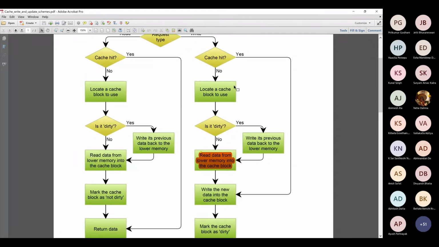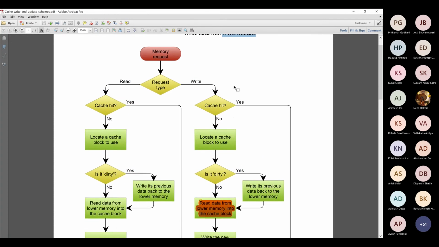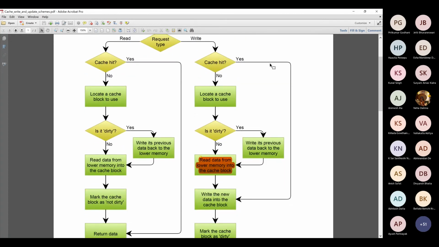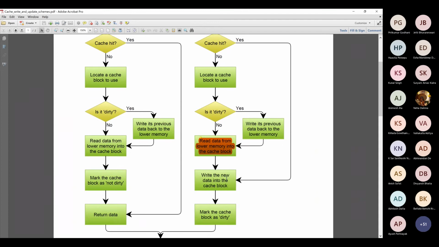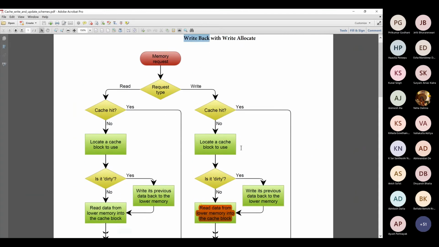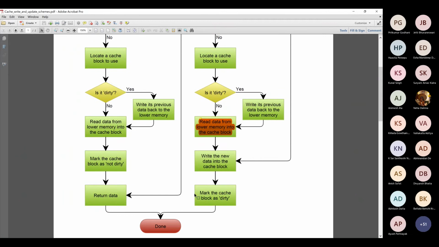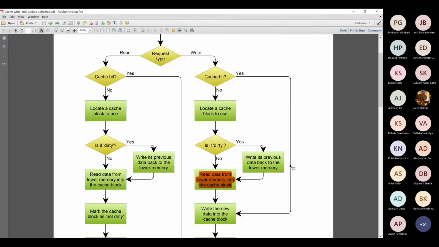First of all, let us look at the writing mechanism. If it is a cache hit, I update the cache block, but I do not update it into main memory. So that is why it is a write back scheme. But I keep a record that the cache block is dirty. Secondly, if there is a write miss, I look at where I want to have the hit. Is it dirty? Yes, it is dirty. If it is dirty, I synchronize it with the memory below it, so main memory. And then you read the data from lower memory into the cache block.